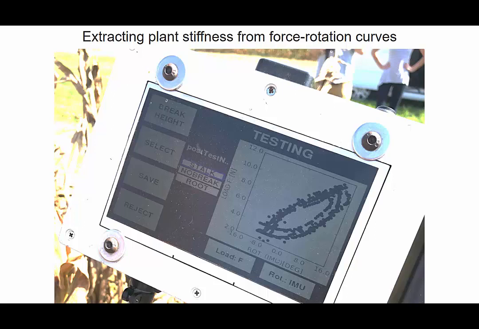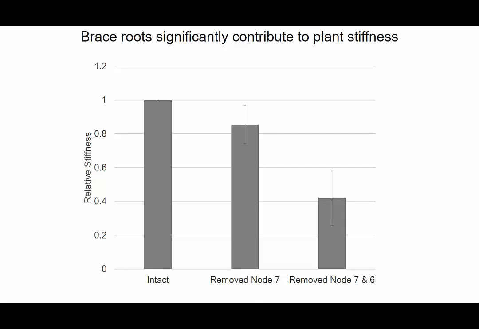Okay, so what do we see? If we cut off brace roots, what happens? We see dramatic differences in stiffness of the stalk. So here, this is 15 different plants of the same genotype.